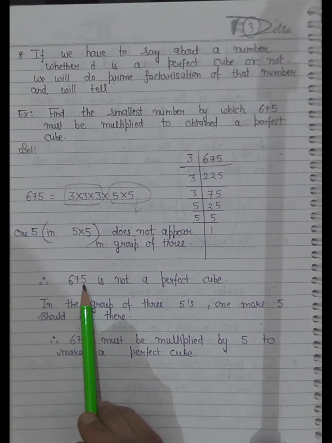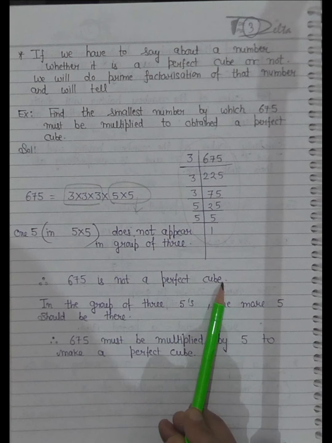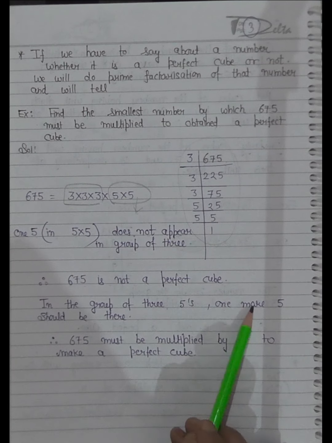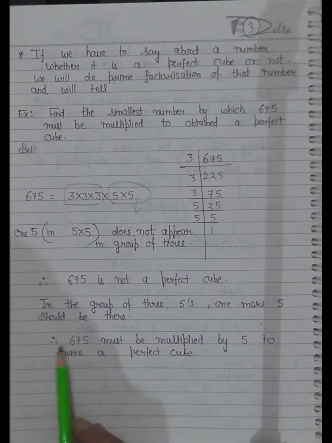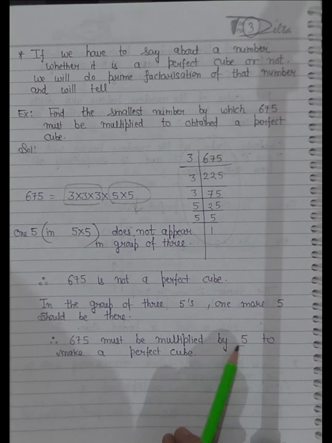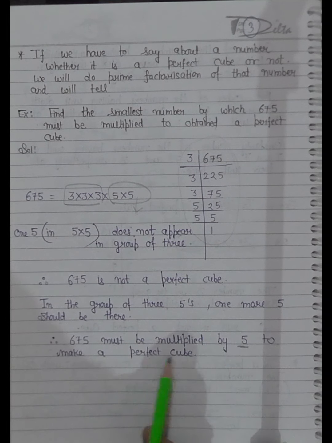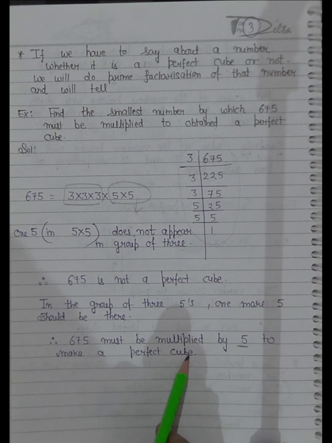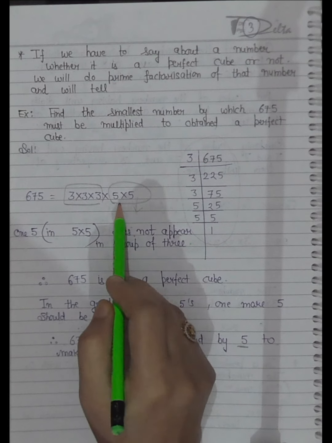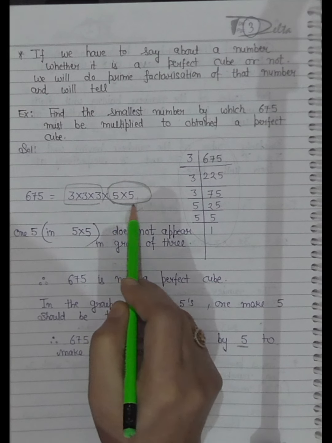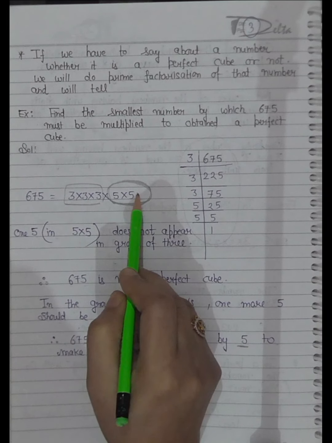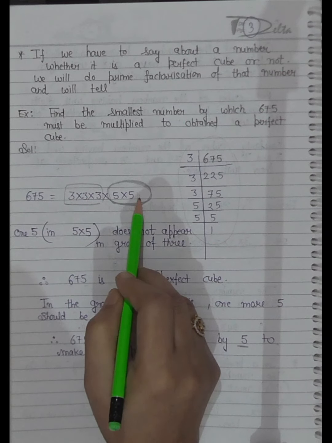So 5 into 5 does not appear in a group of 3. So 675 is not a perfect cube. In the group of 3 fives, one more 5 should be there. Therefore 675 must be multiplied by 5 to make a perfect cube. It means for multiplication we have to make a group of 3 of that number. Here one 5 is missing, so we will multiply by 5.